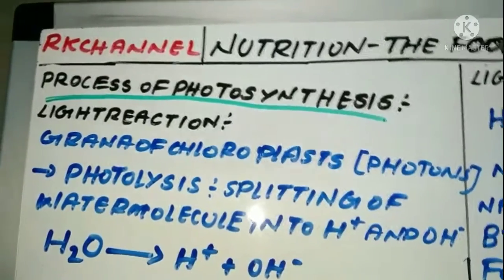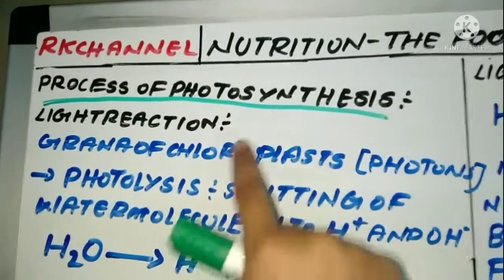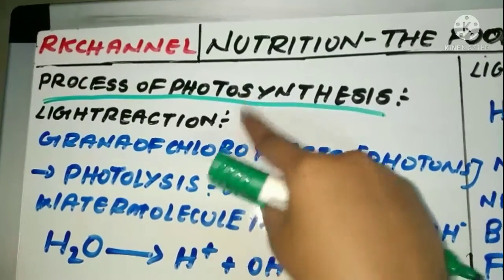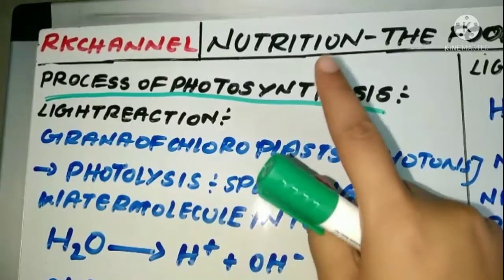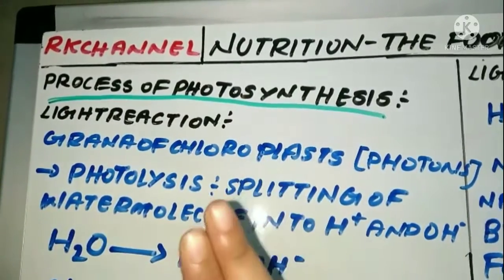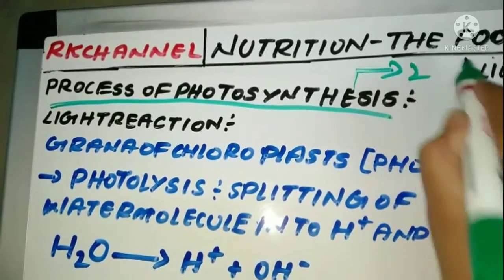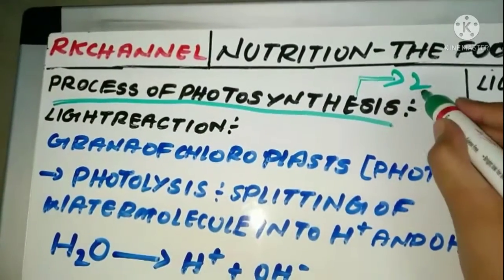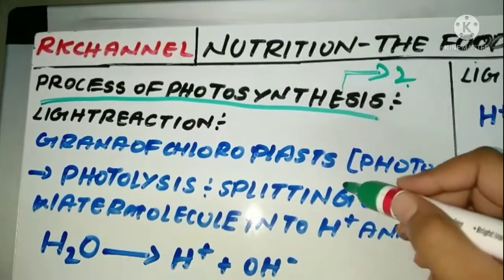Photosynthesis is going to take place in two phases. One is light reaction or light dependent phase, and the other one is light independent phase. That means the photosynthesis reaction takes place in two phases. One phase is dependent on light and the other phase is independent of light.